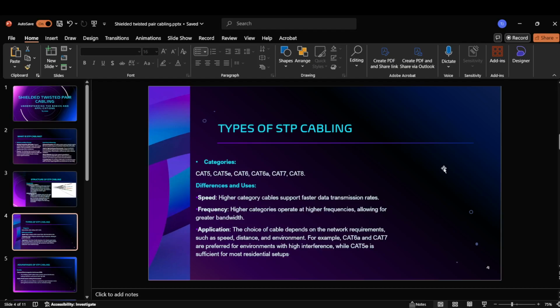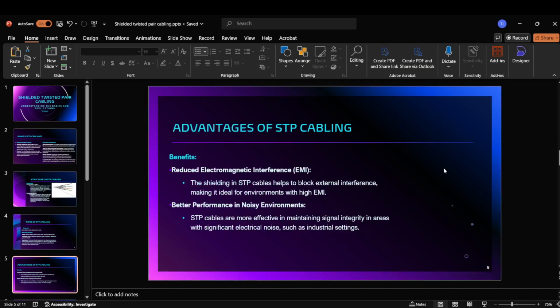Next is the frequency. Higher category cables operate at higher frequencies, allowing for greater bandwidth. Now, the applications. The choice of cable depends on network requirements, such as speed, distance, and environment. For example, Cat6a and Cat7 are preferred for environments with higher interference, while Cat5e is sufficient for most residential setups.